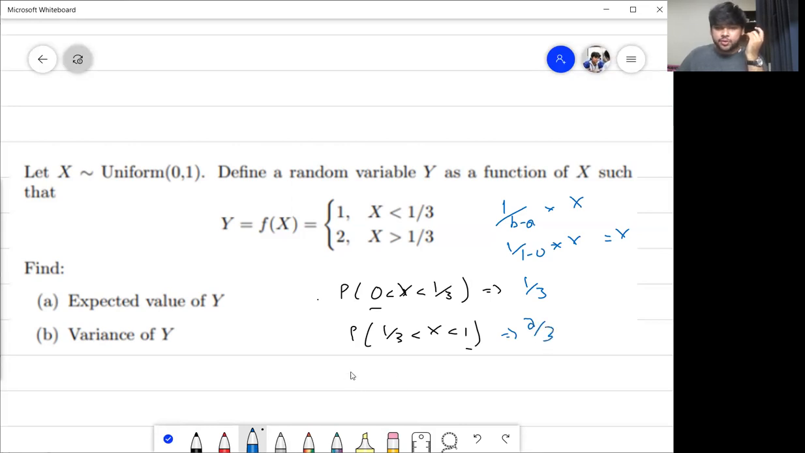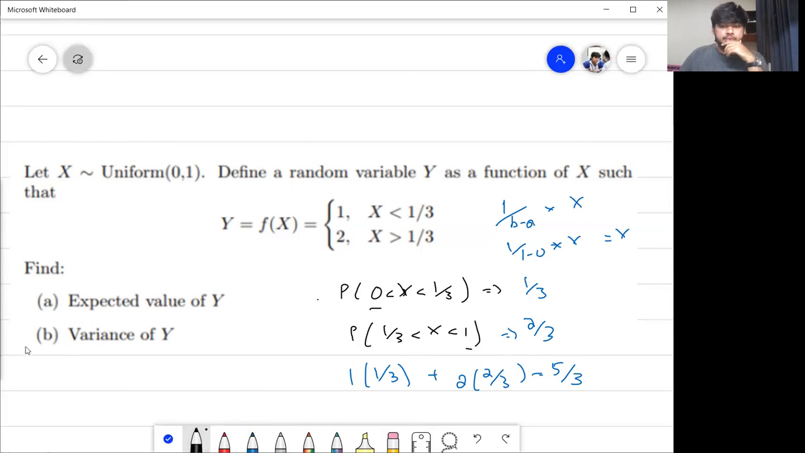So essentially, I have to calculate 1 into 1 upon 3 plus 2 into 2 upon 3. This will give me my expected value, which I am assuming will be 4 upon 3 plus 1 upon 3, that's 5 upon 3. Okay, so I'm done with part A.